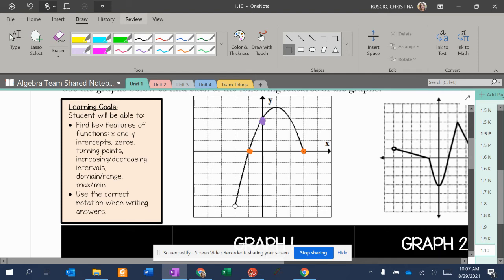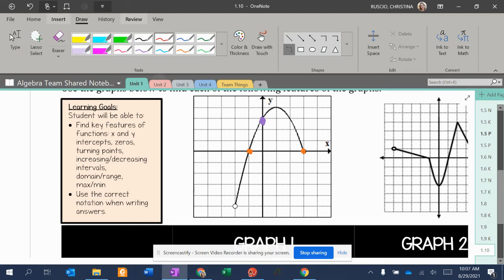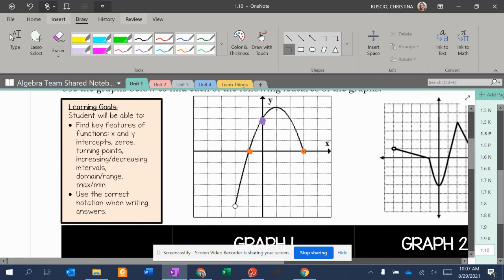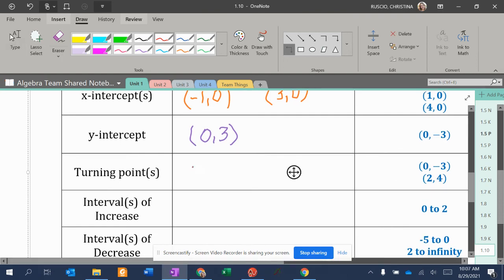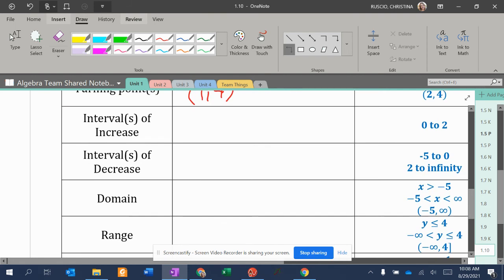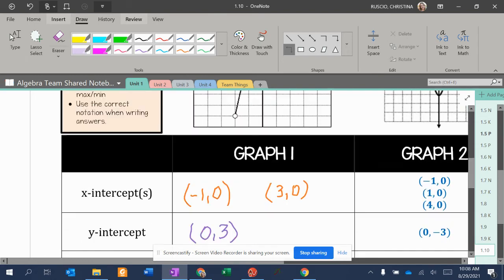Turning points are where the graph changes direction. So see how the graph goes from increasing to decreasing, it climbs, then falls. This right here, so the tops and bottoms, those are considered turning points. So we write it as a point. That's the point (1, 4). Okay, I'm going to skip right now intervals of increase and decrease, and I'm going to talk about domain next.